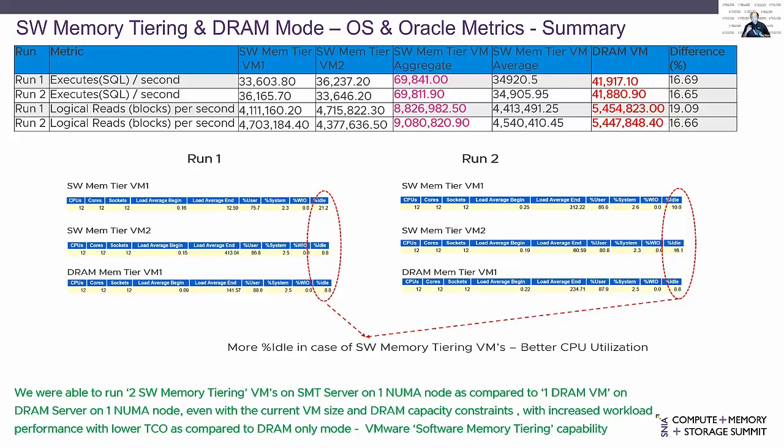So from an Oracle workload perspective, just to summarize, the aggregate execute sequels per second was much better, far more improved. It was almost double. The logical blocks per read was almost double of what we got from a DRAM mode only server. If you look at the guest operating system statistics, we get more CPU idle percentage in case of the software memory tiering virtual machine, which means we get better CPU utilization. And so we can now use those extra CPU cycles to do some other work, and so there's a lot of saving from a utilization perspective.